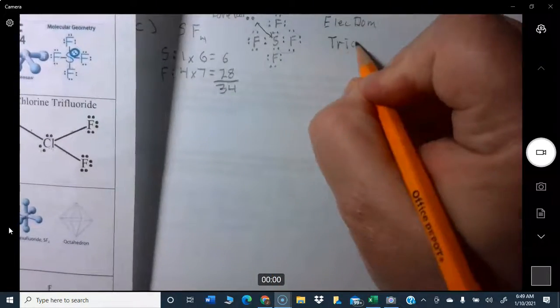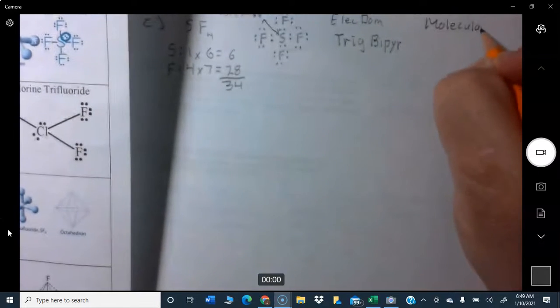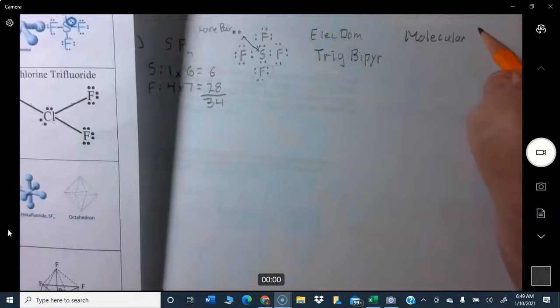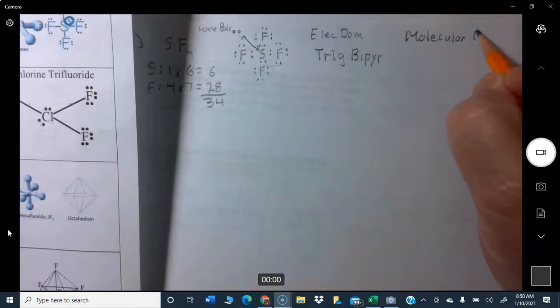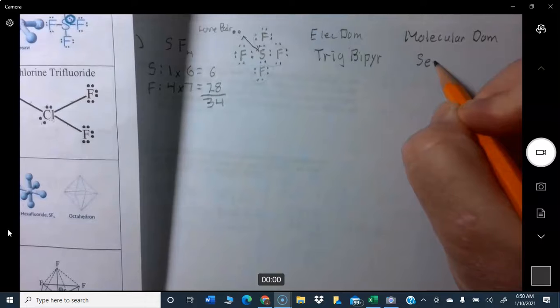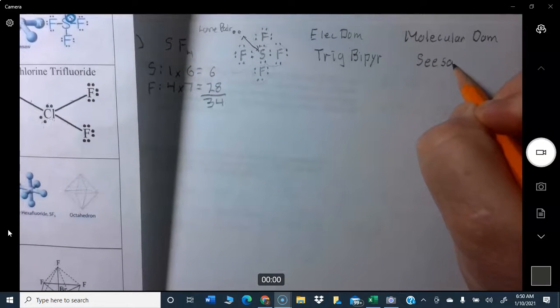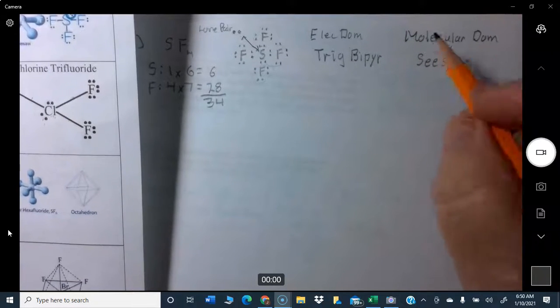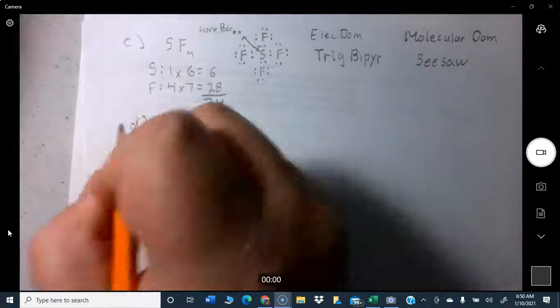Molecular domain again is the actual shape. This is the family, this is the actual shape based on whether it has lone pairs or bonding. That's called the molecular domain, and that's going to be a seesaw. A seesaw is the old-fashioned name for a teeter-totter. All right, so there is that one. Let's keep going.